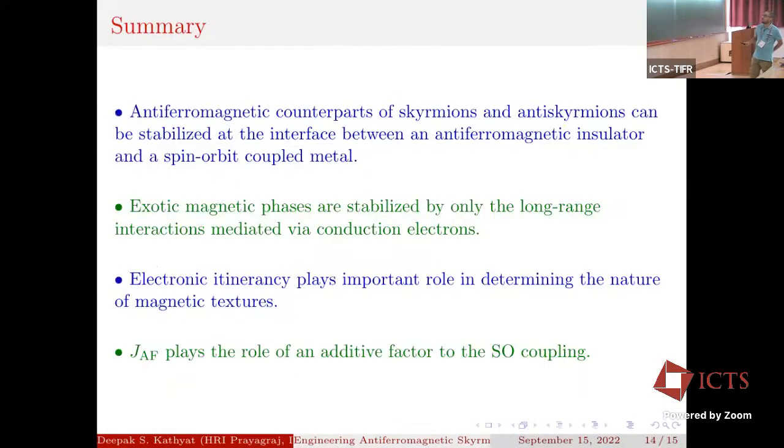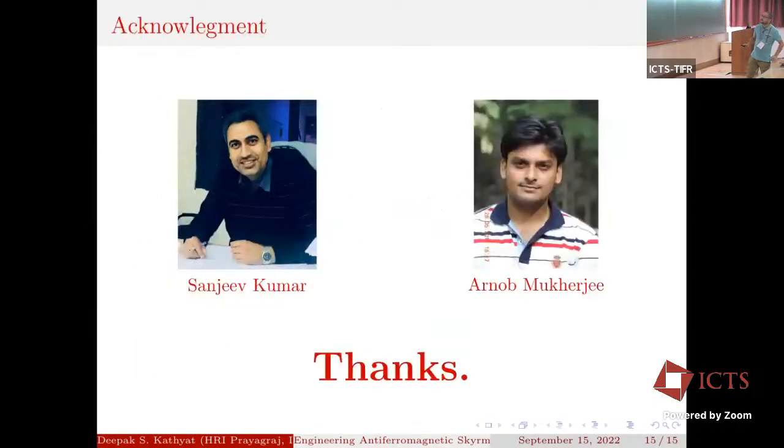So with this, I conclude and summarize the talk. We have seen that antiferromagnetic counterparts of skyrmions and antiskyrmions can be stabilized at the interface between an antiferromagnetic insulator and a spin orbit coupled metal. These exotic magnetic phases were stabilized by long range interactions mediated by conduction electrons. So the electronic physics also plays a very important role in determining the magnetic textures, and JF plays the role of an additive factor to the spin orbit coupling. This work I did with Sanjeev Kumar and Arghya Mukherjee. I thank them, and I also thank the audience here.